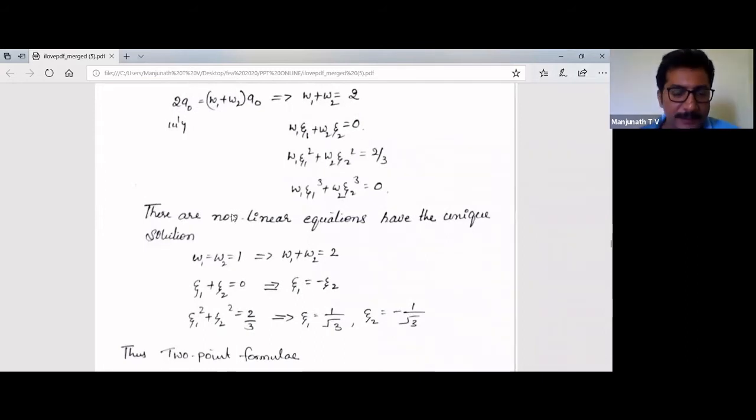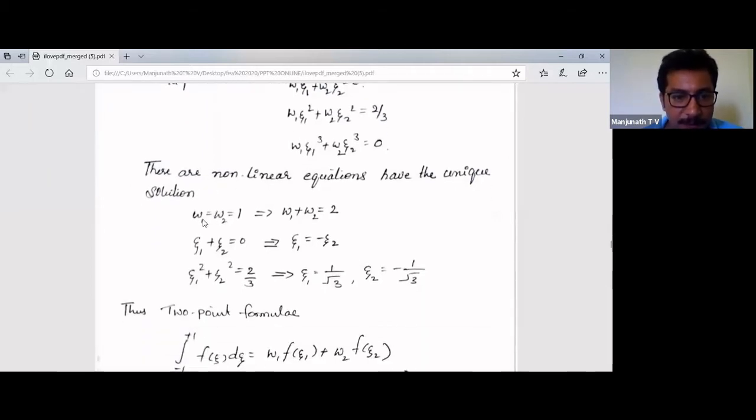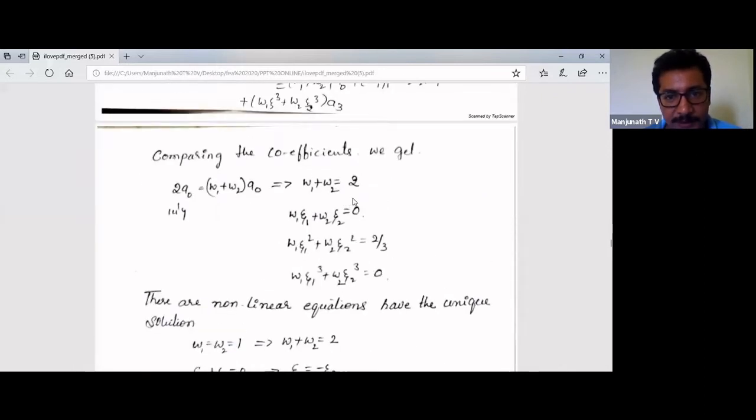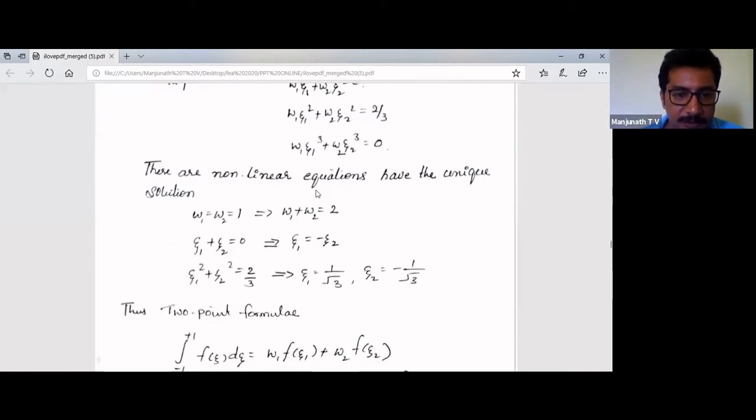Now these are all non-linear equations, and the solution will be unique. So W1 equals W2, and the solution for these coefficients will have a unique value: W1 equals W2 equals 1. So 1 plus 1 again gives this value 2. Because of the non-linear conditions, the coefficients will always have unique values, a unique solution. So you can write here W1 as 1 and W2 as 1, so that 1 plus 1 gives 2.